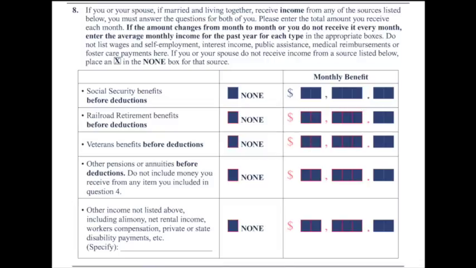If the client receives any other type of income, such as alimony, net rental income, workers' compensation, private or state disability payments, or other payments, list the gross amount for this type of benefit. You must specify what the other income is on the blank line. These types of disability payments that are referred to as private or state disability payments are not Social Security disability benefits, and this type of income would go in the other income.